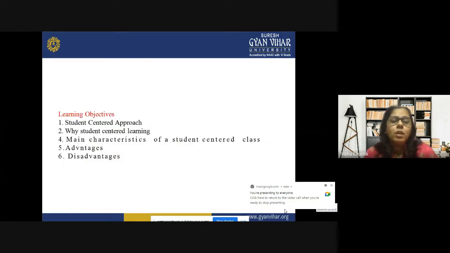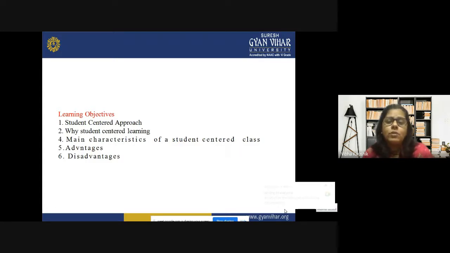Now, the learning objectives of today's topic are: first, the student will be able to know the concept of student-centered approach. Second, why student-centered learning. Why are we saying that we have to adopt student-centered learning as a new approach, and we do not have to make students learn only through the old traditional methods of learning?